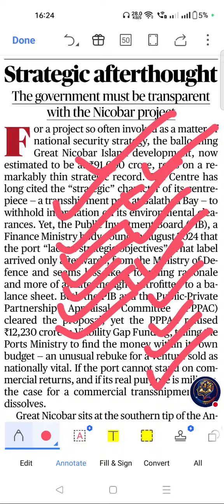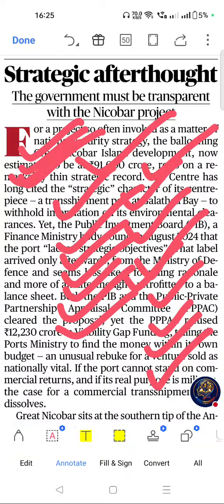The possible question areas of this topic are Great Nicobar Island, Galathea Bay, Leatherback Turtle, Nicobar Megapody. These are the important possible question areas from this topic. Move on to next important article.